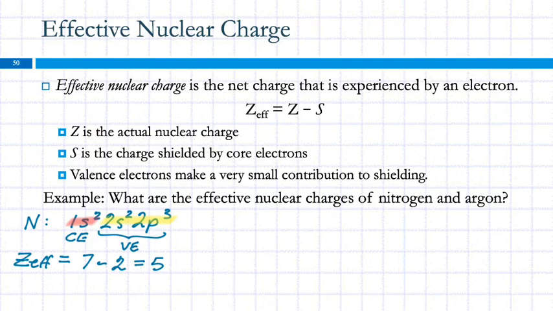Yes? Yeah, can we just look at the number of valence electrons or the group number? Yes, it does correspond to that for the main group elements. It's helpful, though, to understand why.